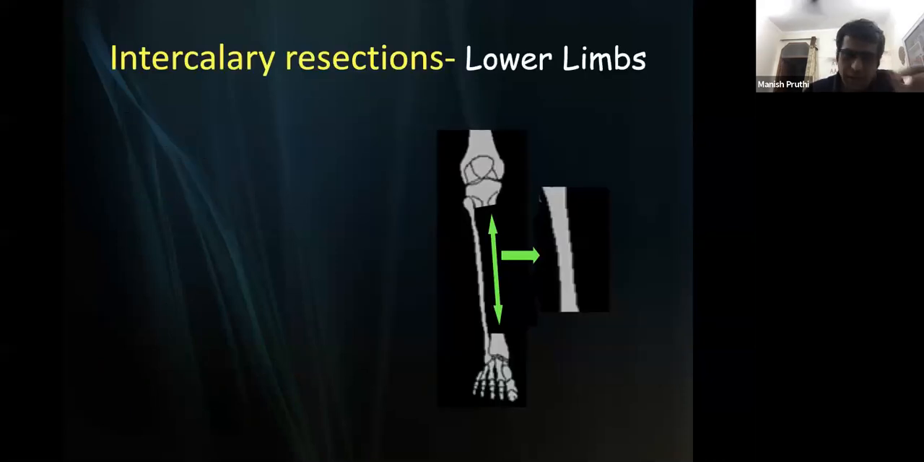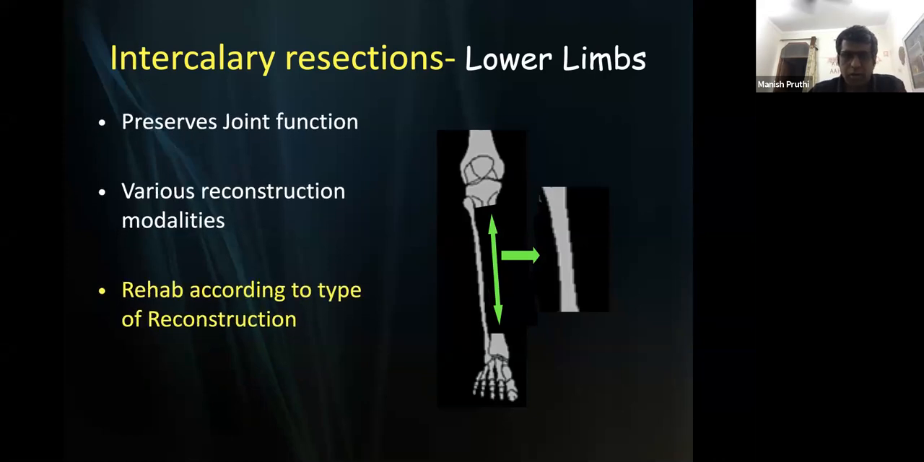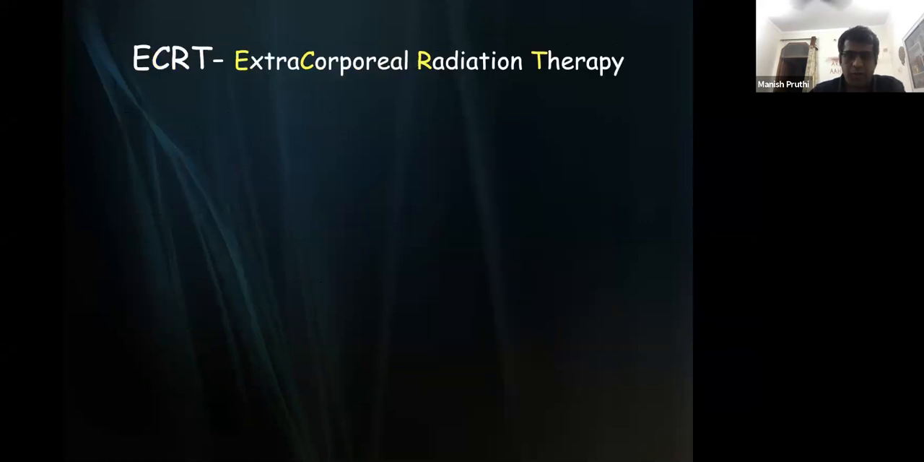As far as the intercalary resection of the lower limb goes, we are saving the joint above and the joint below, and we are just removing the intercalary segment of the tumor bone. So it preserves the joint function. We can use various reconstruction modalities, and rehabilitation is according to the type of reconstruction that we are doing.